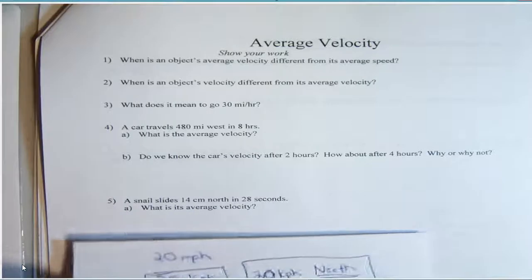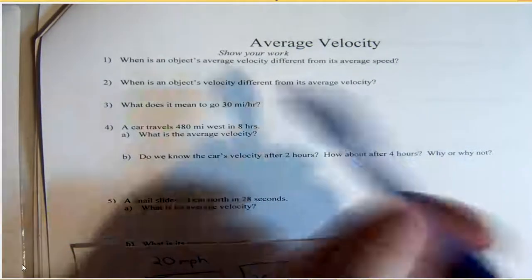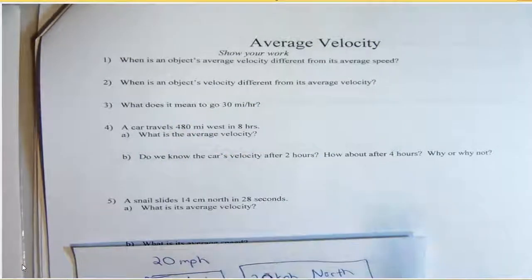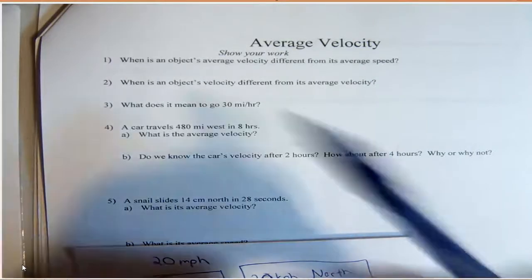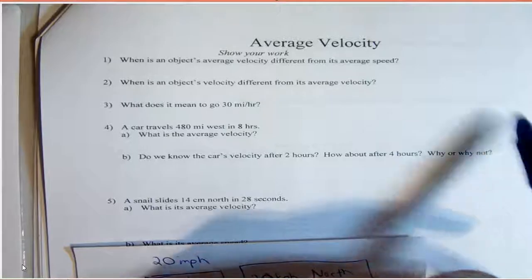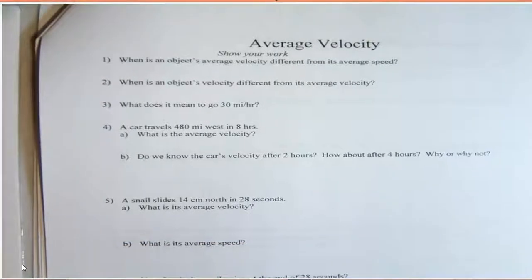So let's look at number three. What does it mean to go 30 miles per hour? A couple of answers for this. You could say that every hour you're traveling 30 miles. You could also say, and I think this is a better answer, that on average you're moving 30 miles each hour. So that means you could be moving a little bit faster at some points during that hour, or a little bit slower, but on average you're traveling 30 miles each hour. Okay.